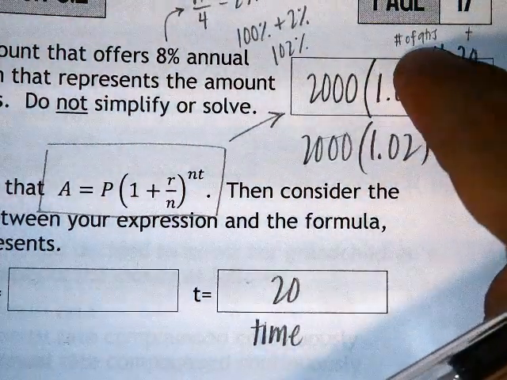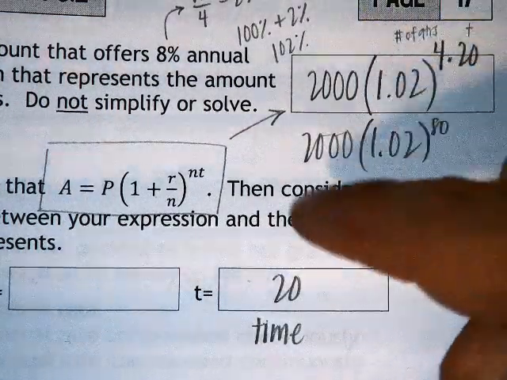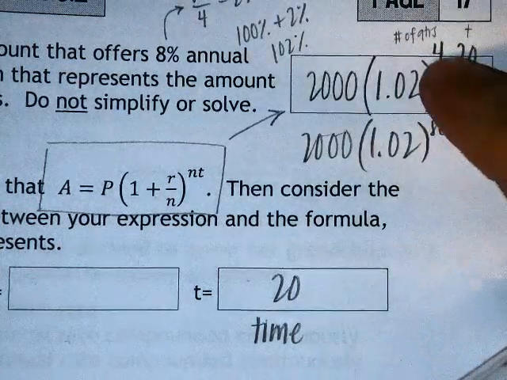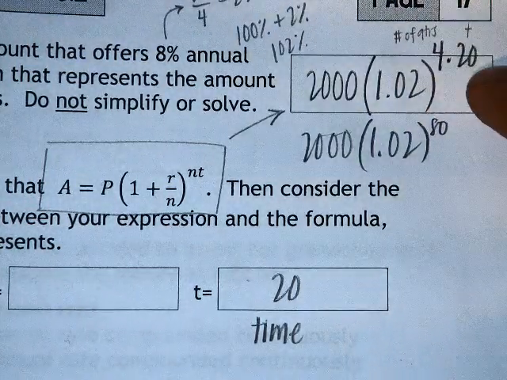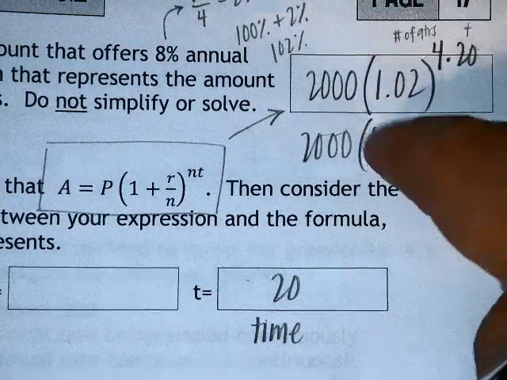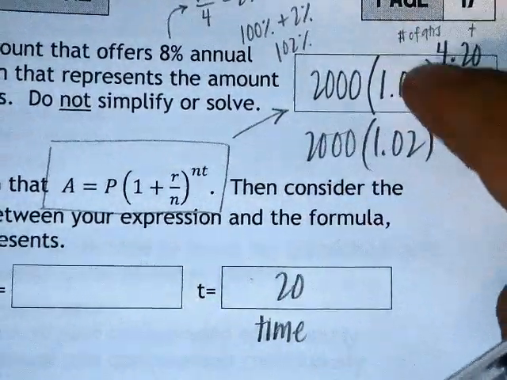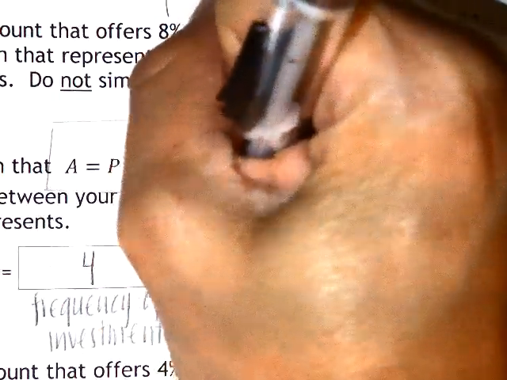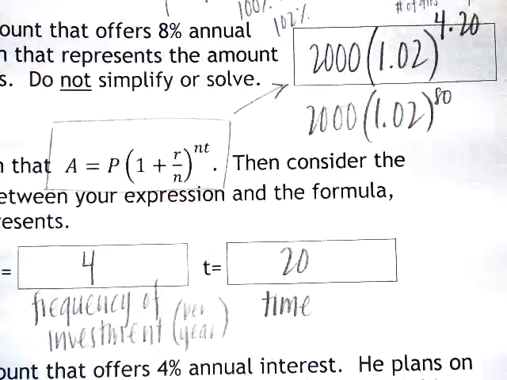And it was that frequency, the fact that we were doing this 4 times a year, that we had to think about, because it wasn't just 20 that we were plugging into the equation, it was 80, because we were doing something 4 times a year for 20 years. So that extra 4 is actually what we refer to as the N, and N represents the frequency of the investment. Frequency is essentially how many times a year does anything happen. So I'll just write that parenthetically there, per year.